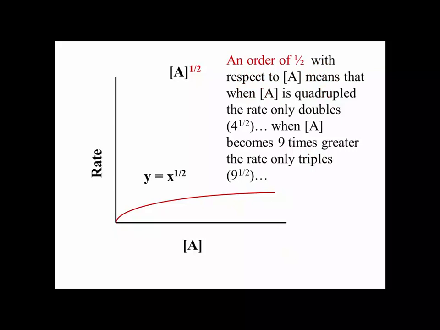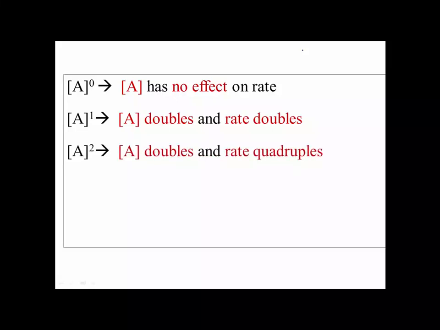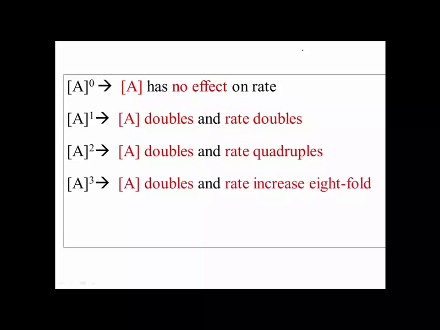So whenever you see that you have a negative effect, you've got to think of that as being a square root order or a -1 order. So if you have a 0 order, the concentration has no effect on the rate. So you double it, triple it, rate doesn't change. First order, concentration doubles, rate doubles. Second order, concentration doubles, rate quadruples. Third order, concentration doubles, rate increases 8-fold.